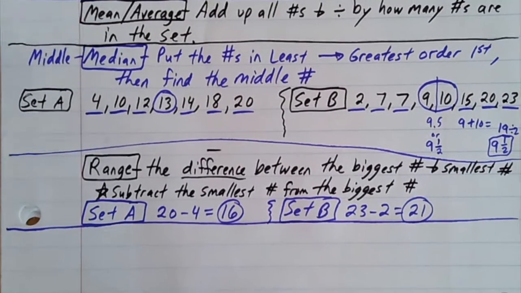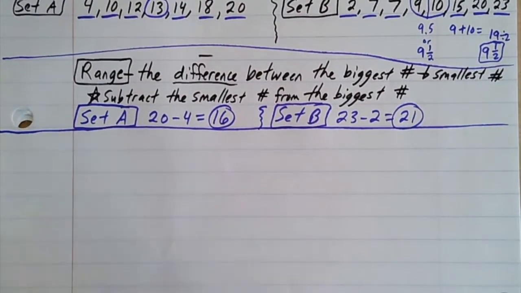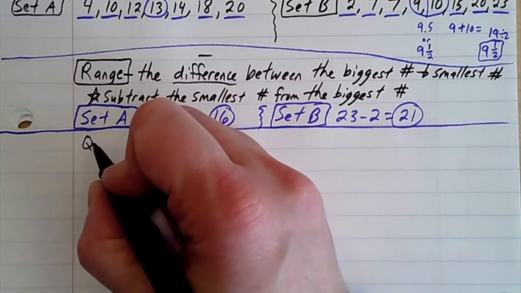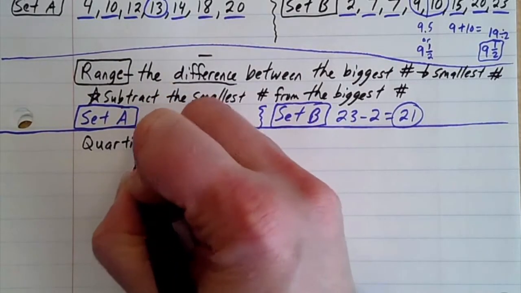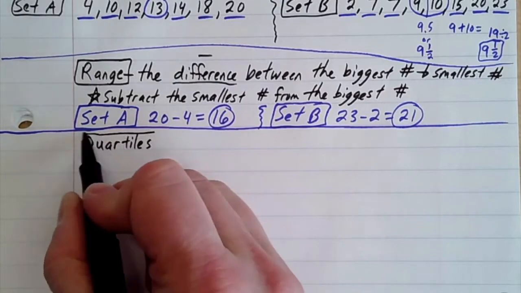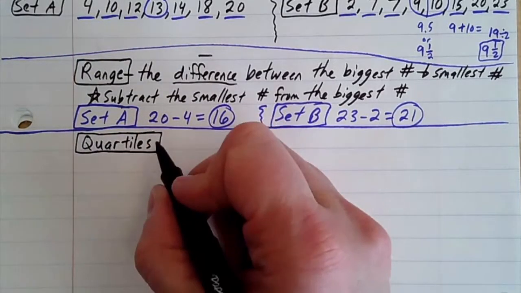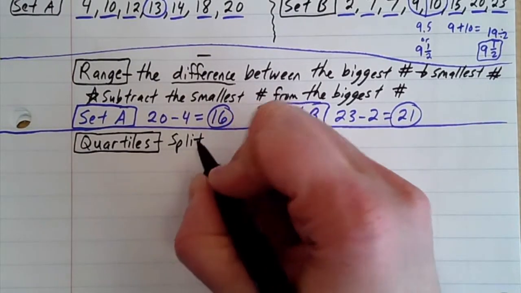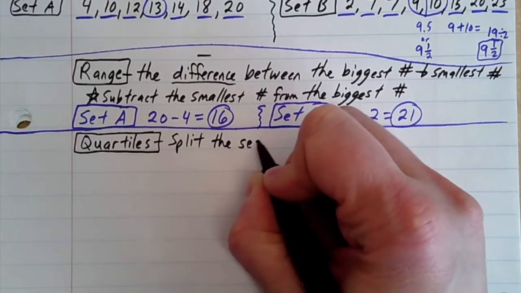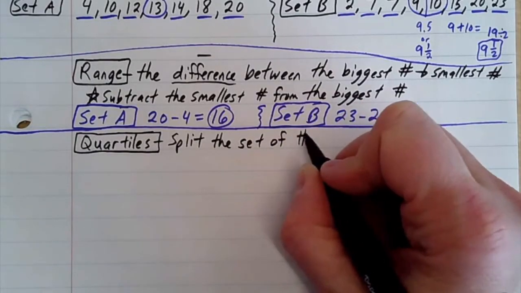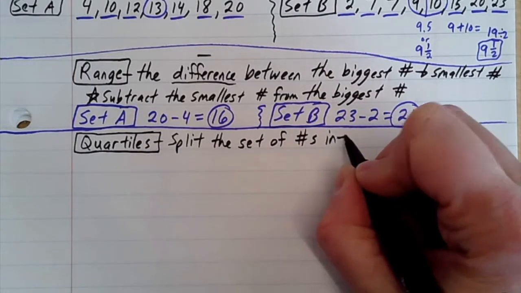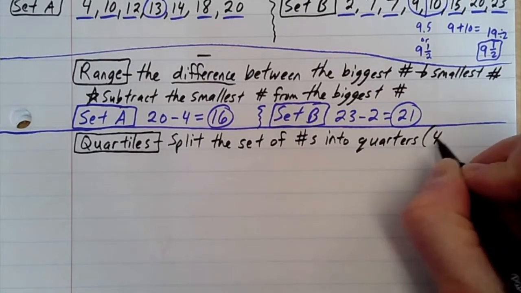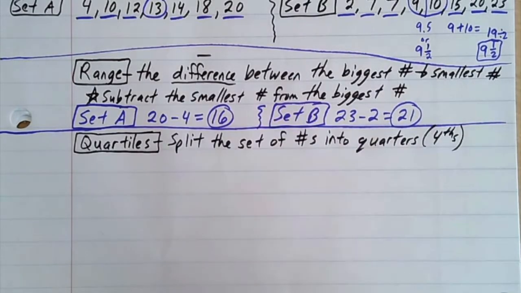The next set of our notes, we're going to talk about quartiles. Quartiles kind of sounds like quarters, and that's exactly what you're doing. You're breaking the data up into fourths. With quartiles, you're going to split the set of numbers into quarters. They call that fourths, splitting it into fourths.